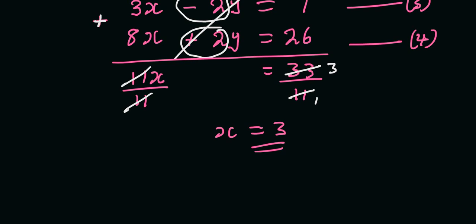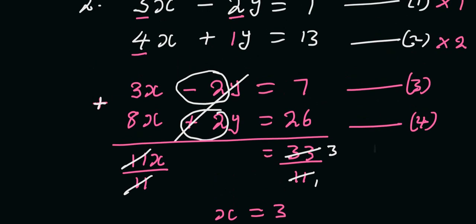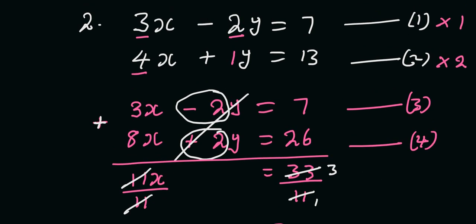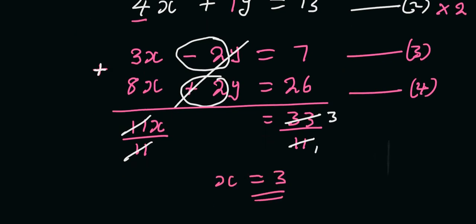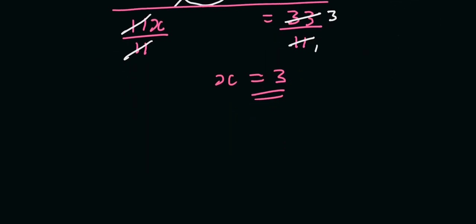Now, we are going to substitute this value into any of the equations. We have equation 1, 2, 3, 4. We are going to substitute the value of x into these equations, any of them, and find the value of y. So now let's consider substituting the value of x into equation 1. So we have equation 1 to be 3x minus 2y equals 7.